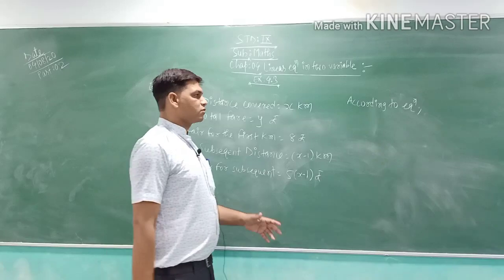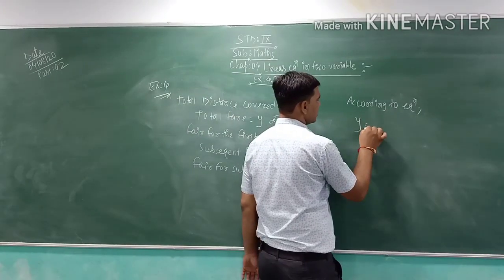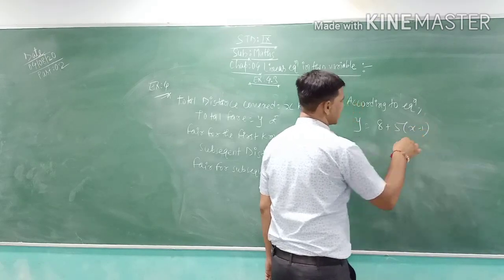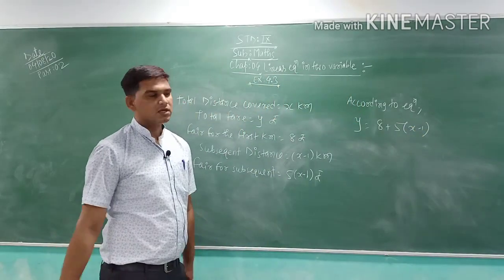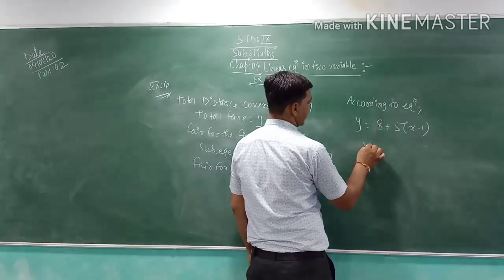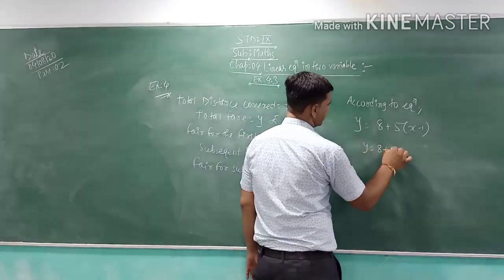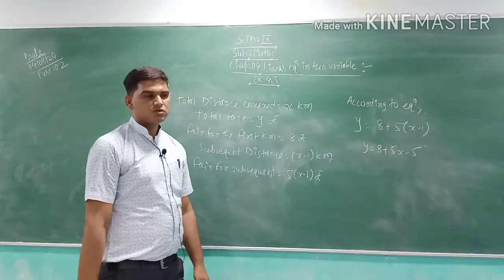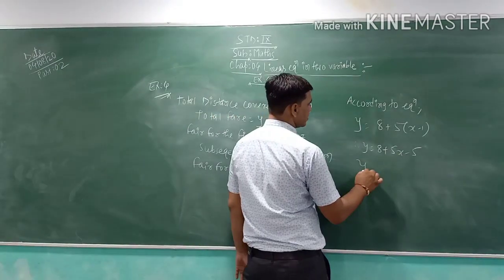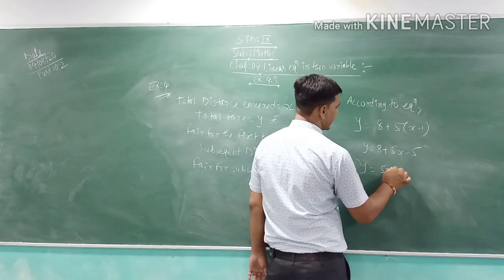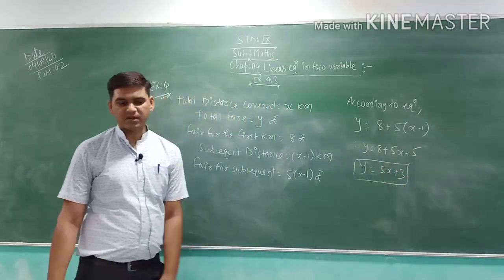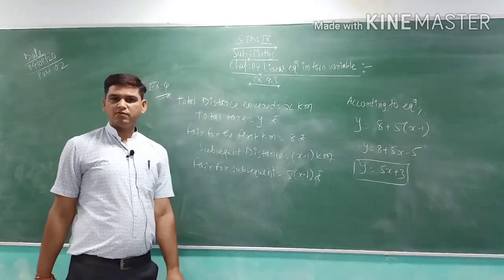according to the equation, y is equal to total fare is equal to first kilometer plus 5 rupees into each subsequent kilometer. So therefore y is equal to 8 plus 5x minus 5. So y is equal to 5x plus 3. So that is the one part.